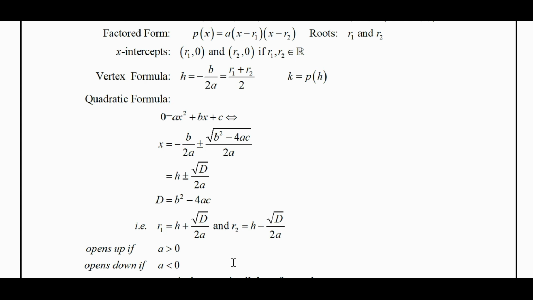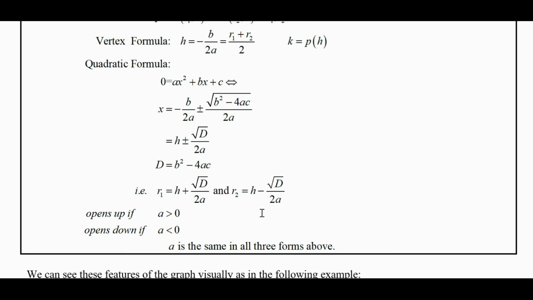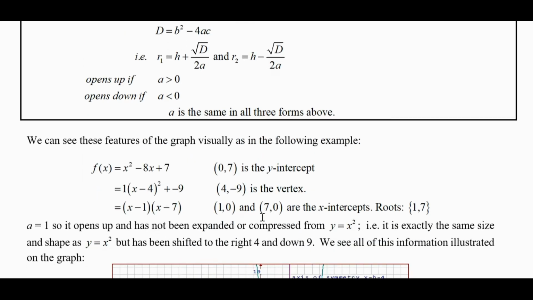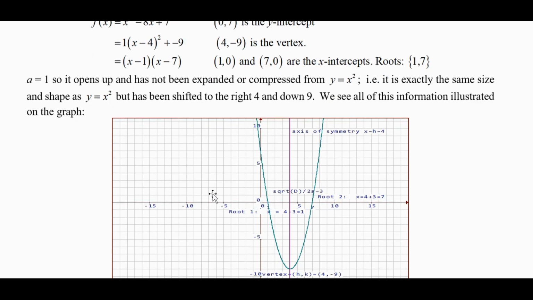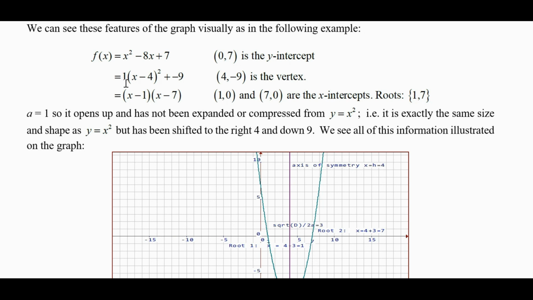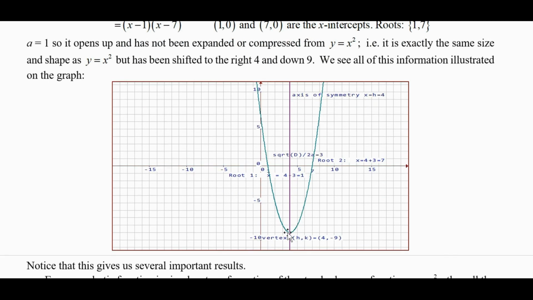The a is the same a in all three forms, and it opens up, it's concave up if a is positive, and concave down, opens down if a is negative. And here's one written in all three forms. f of x equals x squared minus 8x plus 7. So from that form we can see the y-intercept at 0, 7 right here. It's also equal to 1 times x minus 4 squared minus 9. So 4, negative 9 is the vertex down here.